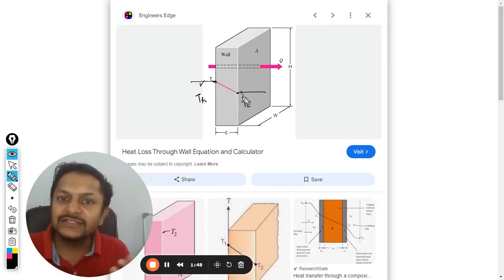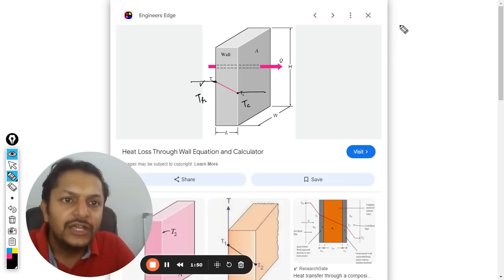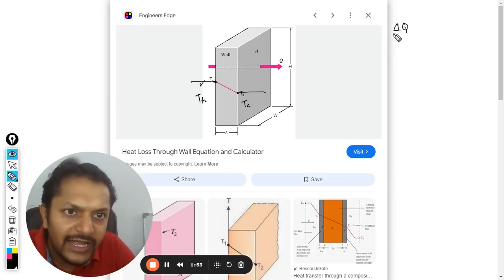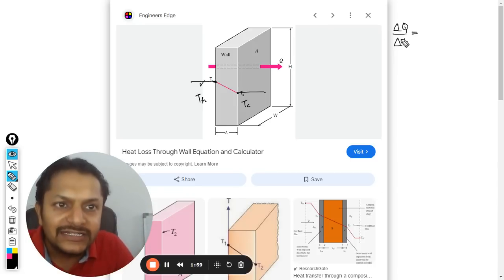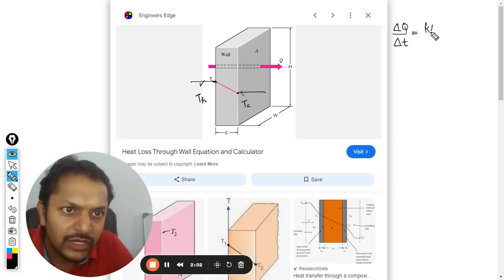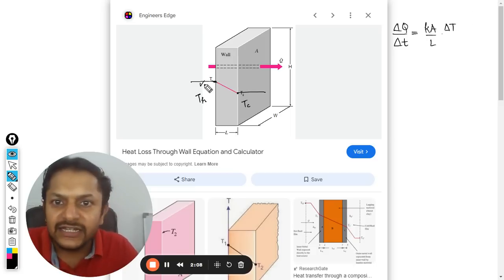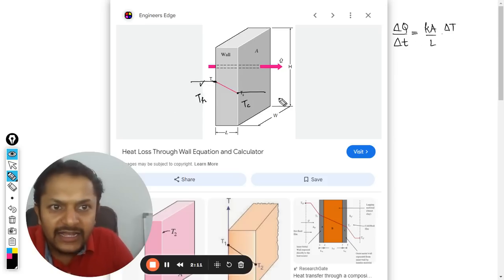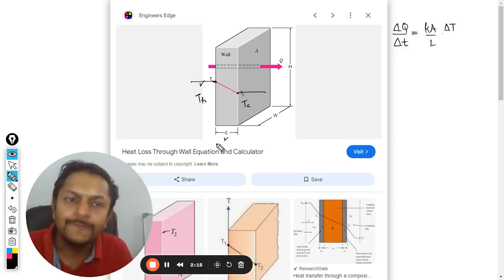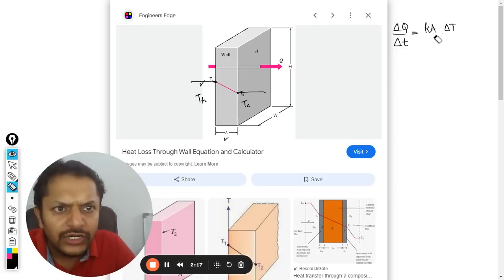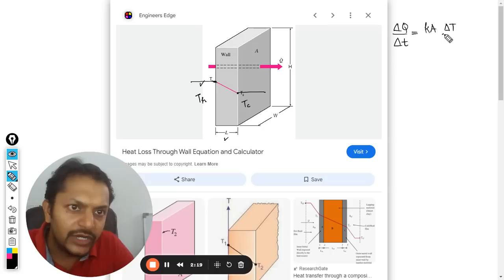Okay, so let us now apply the Fourier's law to this. According to the Fourier law, the rate at which heat is lost from your room to the environment, that is delta Q by delta T, is equal to KA divided by L into delta T. Let me tell you, delta T is Th minus Tc, and L is the length of the wall, the thickness of the wall. Sometimes it is also written as delta X.